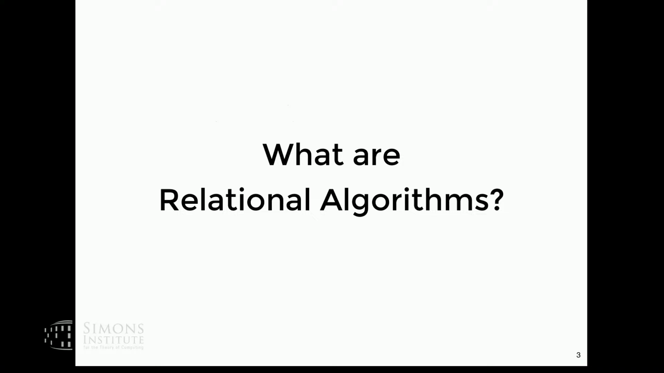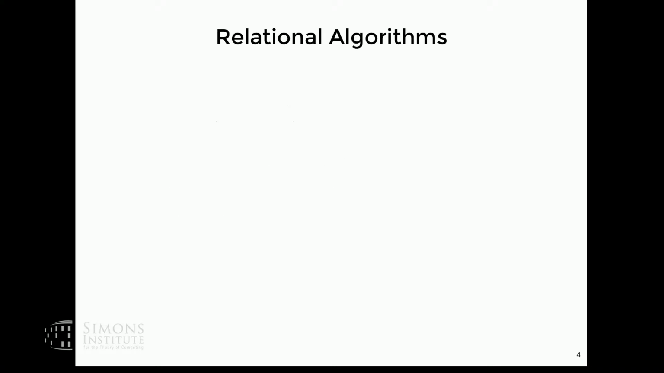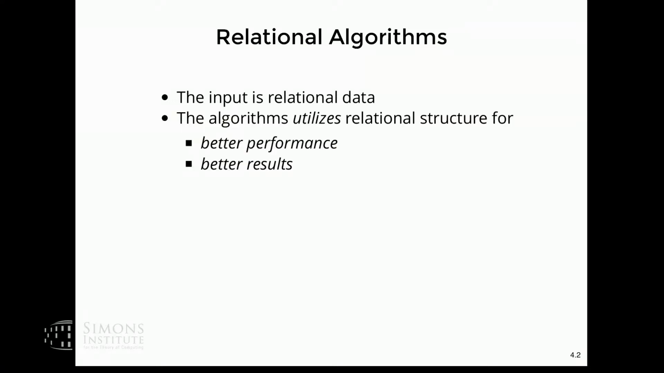Okay, so what exactly do we mean by relational algorithms? It's a little bit under-defined term, but here is the high-level picture. The input to a relational algorithm is basically relational data, and the algorithm is typically meant to utilize the relational structure in order to achieve either a better performance in terms of space and time, or better results in terms of accuracy, if this is, let's say, a machine learning task, depending on the problem at hand, or both. And in some cases, the output of the algorithm can also be represented relationally as relational data.